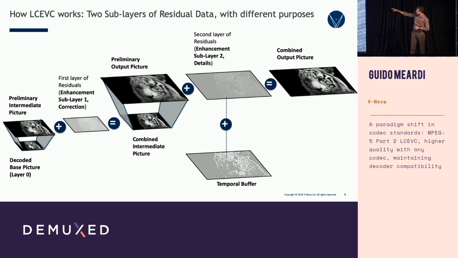So just to sum up again how it works, seen with a nice tiger, just to make it more real, this is how it looks like for something at the decoder. There's a decoded base picture, decoded with a standard codec, that can be scaled or not. There's an optional upscaling. The preliminary intermediate picture is corrected with the first layer of residuals, which is aimed at correcting impairments such as blocking, banding, dragging impairments before a simplified super scaling, let's call it like that, between the combined intermediate picture and the preliminary output picture. And then there is a second layer of residuals that puts in the details, and that also leverages a temporal buffer for residuals that are temporally correlated so that we get a combined output picture.